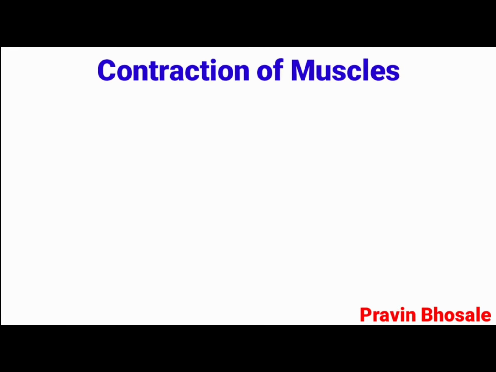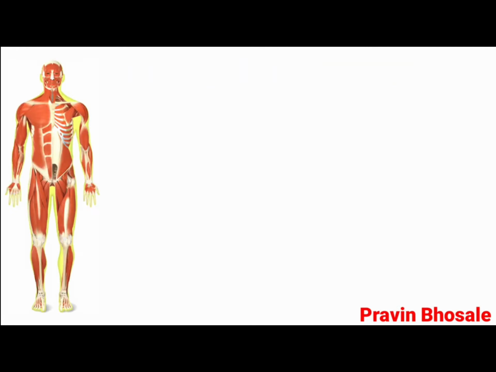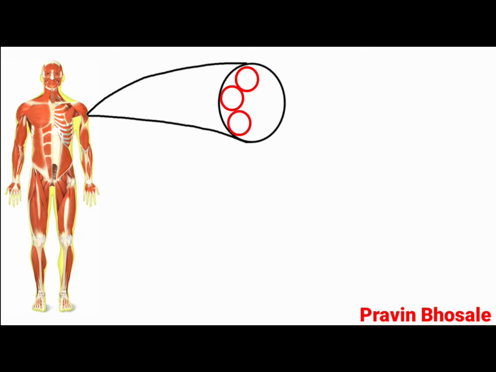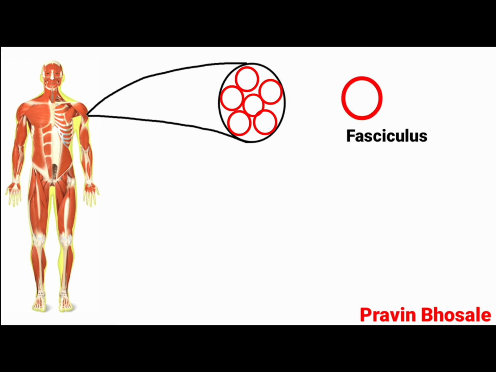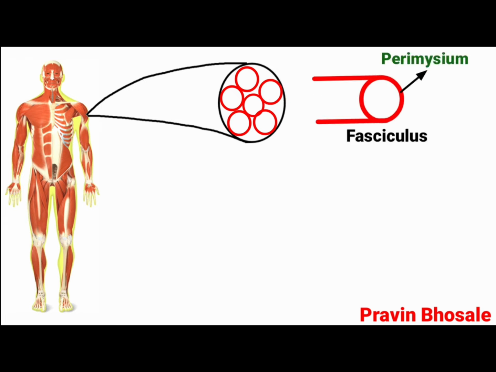Contraction of muscles. Let's see the structure of skeletal muscle. Skeletal muscle is made up of a large number of fasciculi, which are wrapped by a connective tissue sheet called epimysium. Each fasciculus is further covered by perimysium and is made up of muscular fibers, that is, myofibers.